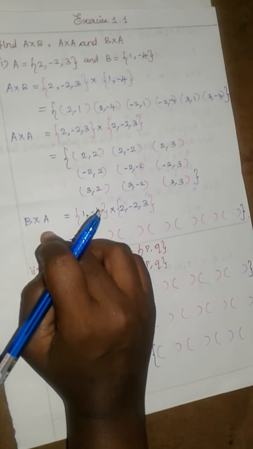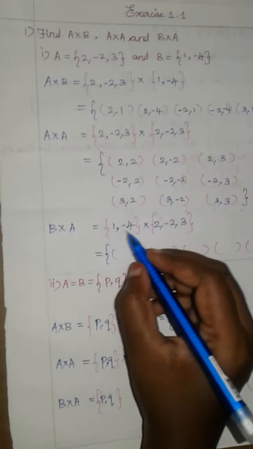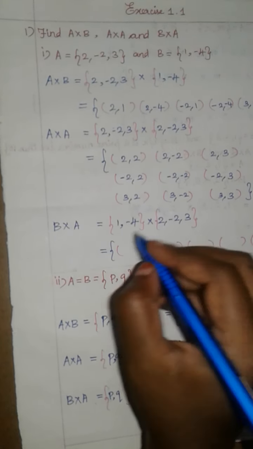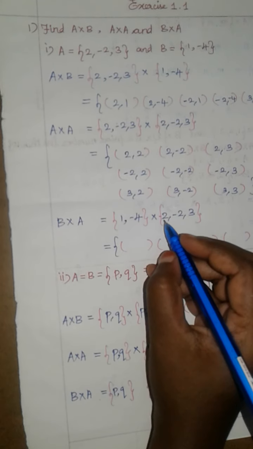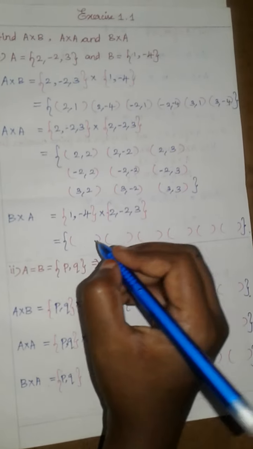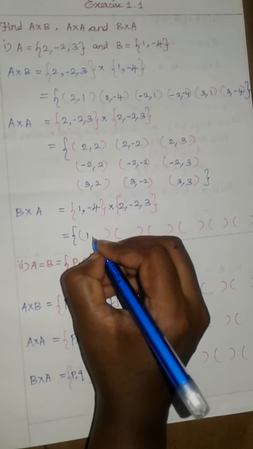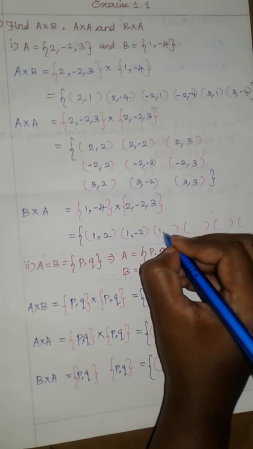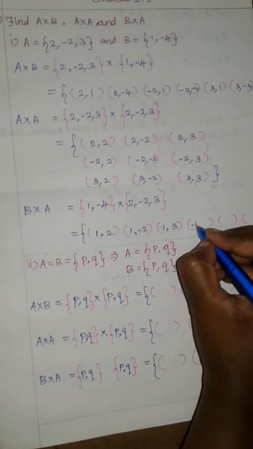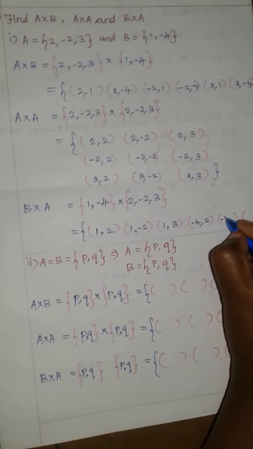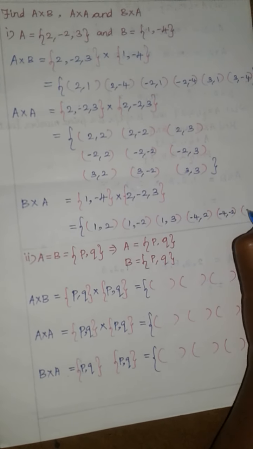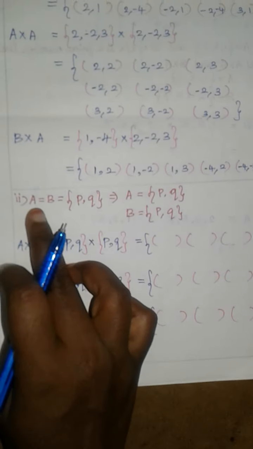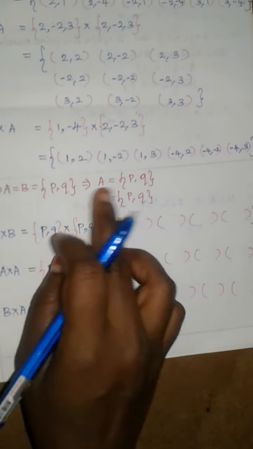Finding the possible ordered pairs, here B cross A is equal to B set elements {1, -4} into A set elements {2, -2, 3}. Here finding its Cartesian product, which means the set of all possible ordered pairs. Here (1, 2), (1, -2), (1, 3), (-4, 2), (-4, -2), (-4, 3).